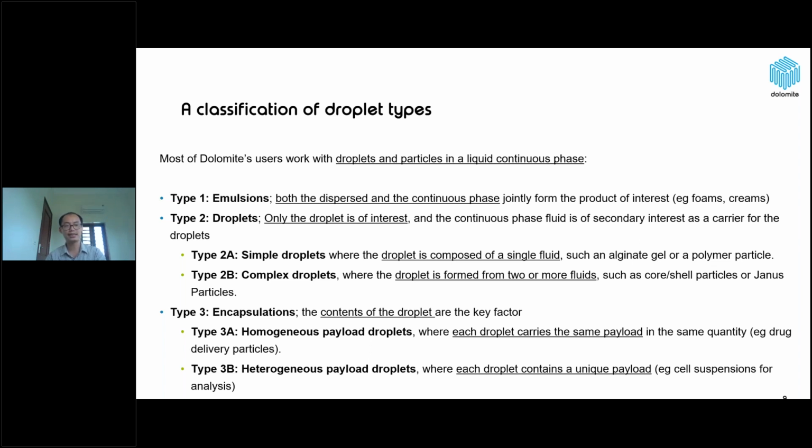Type 3 is encapsulation, where the contents of the droplet are the key factor. So we have homogeneous payload droplets, where each droplet carries the same payload in the same quantity. Or we have heterogeneous payload droplets, where the droplets contain unique payloads, for example, like cell suspension for analysis.